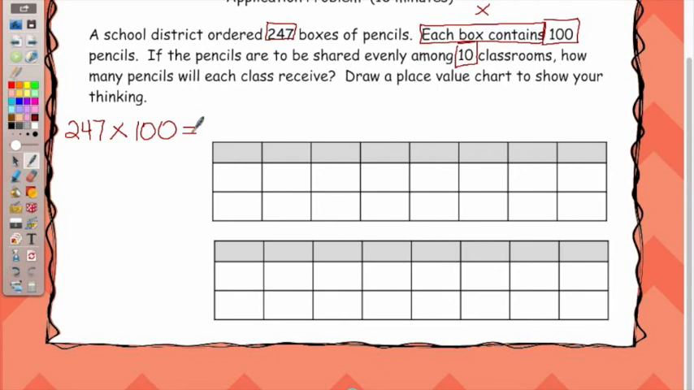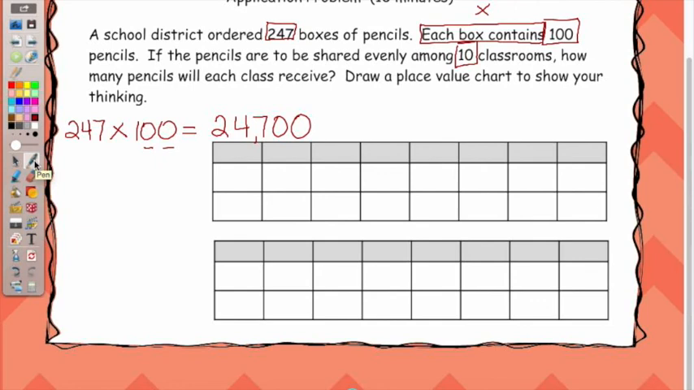Technically, I can solve this problem using the zeros trick. Anything times 10, add a 0 to the end. Well, anything times 100, add 2 zeros to the end. So technically, I could write 2, 4, 7, 0, 0 and have that answer. Watch me put the comma in. 1, 2, 3, comma. Okay, so I did that without a place value chart, without sliding the digits over, because I can use the 0 trick, okay?